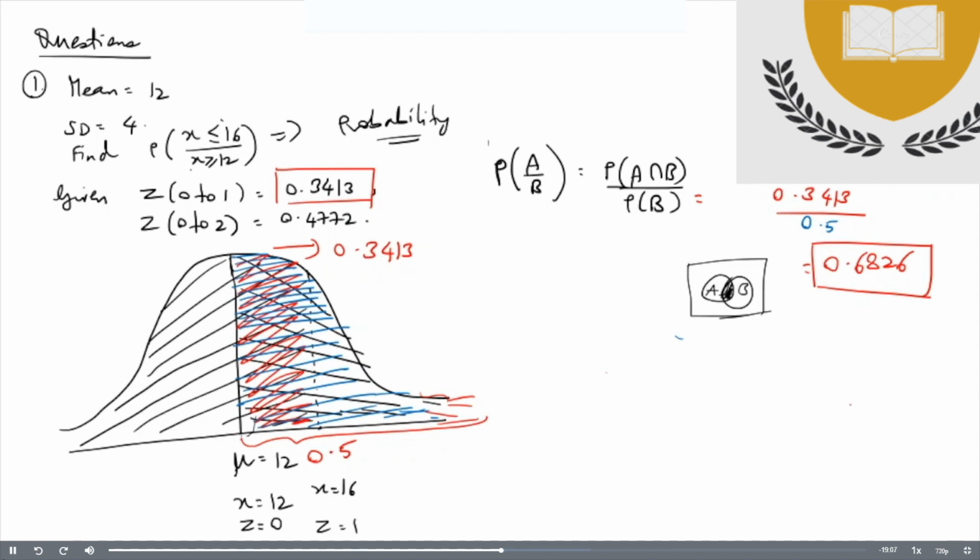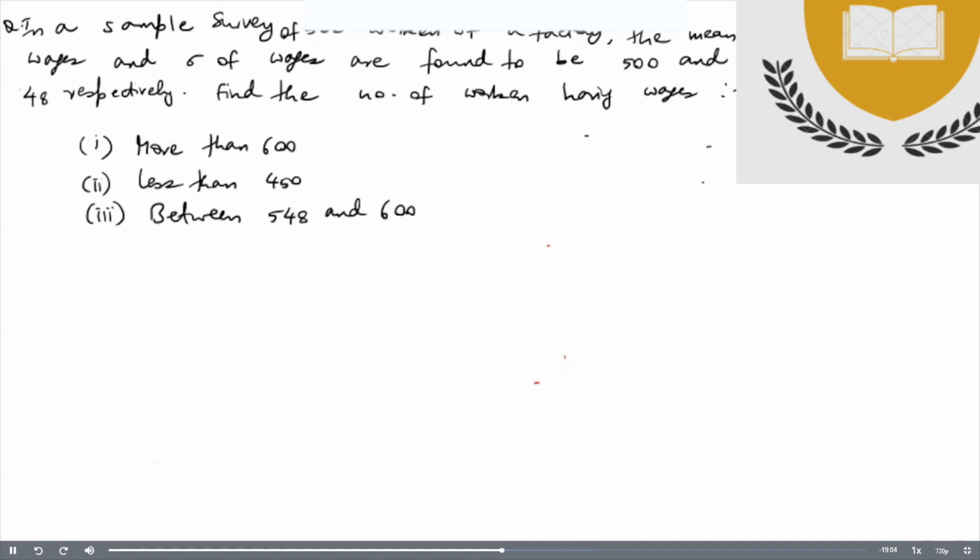Okay, copy this down. Now I'll take a practical question on this, the same thing which we learnt now. In a sample survey of 500 workers of a factory, the mean wages and standard deviation of wages are found to be 500 and 48 respectively. Find the number of workers having wages more than 600, less than 450 and between 548 and 600. First, let us take the first subdivision, P of x greater than 600.